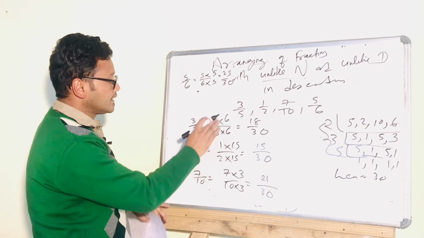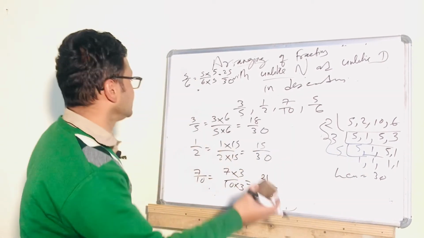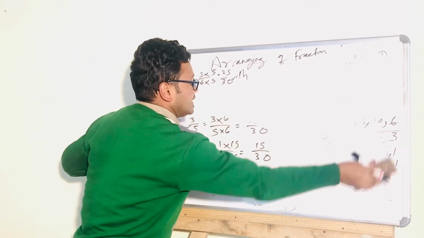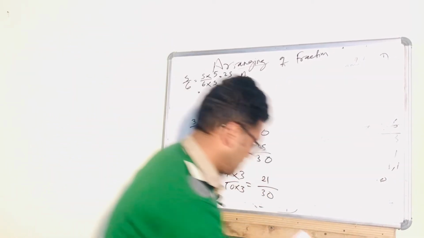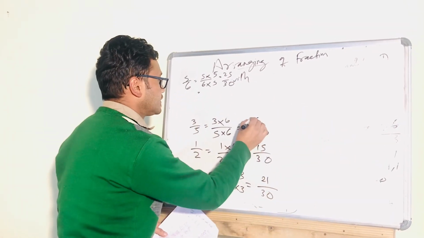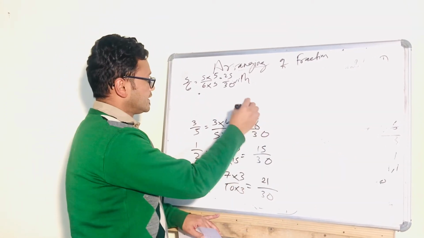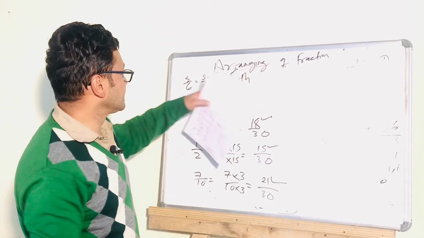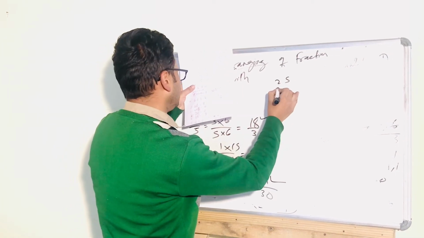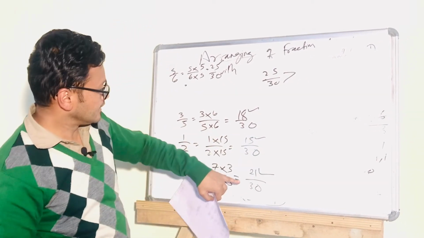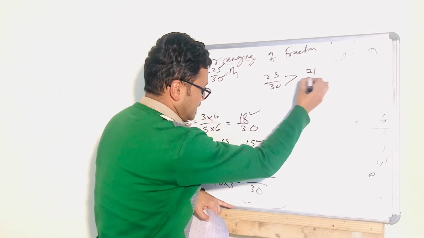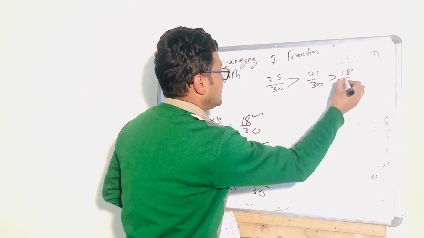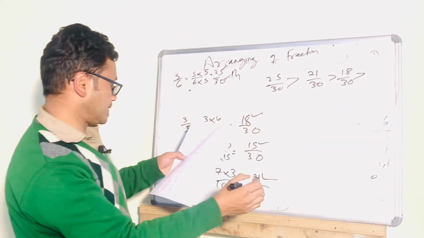Now we have to make these numbers in descending order. We just take the answers only. Okay, consider the numbers 18, 15, 21 and 25. Which is bigger? Bigger is 25. First write down 25/30, the biggest, then 21/30, then 18/30, and lastly 15/30.